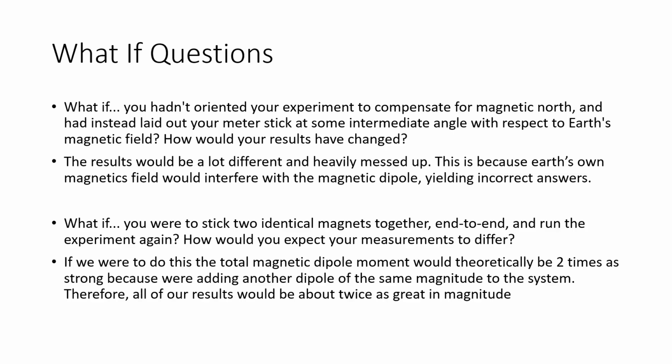Alright, so what if we orientated the phone at an angle to the Earth's magnetic field? How would our results change? Well, it'd be a lot different, heavily messed up. This is because the Earth's own magnetic field would interfere with the magnetic dipole, giving us incorrect answers.